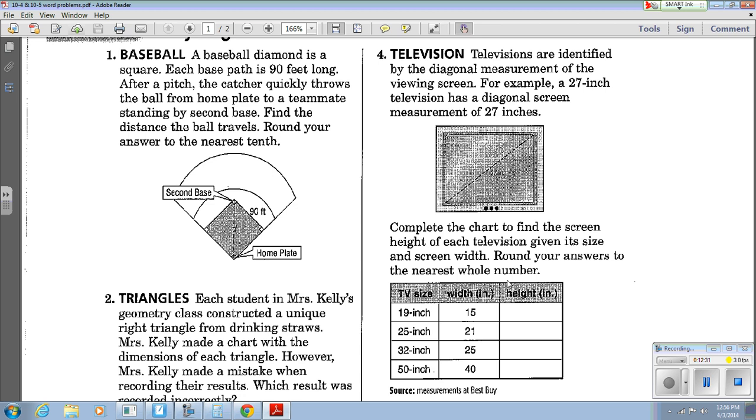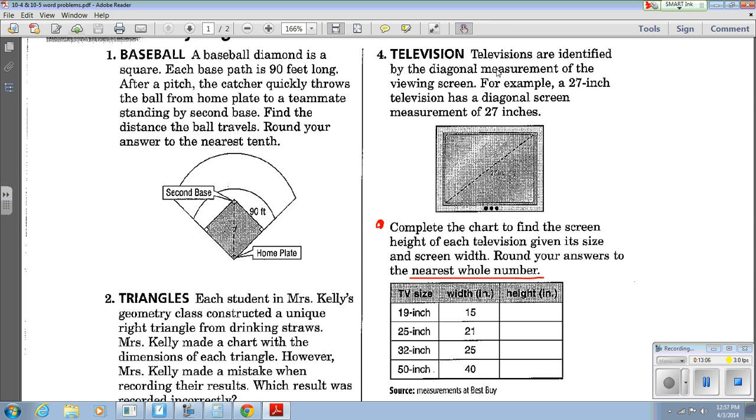So this is actually going to be a problem where you will be looking at the Pythagorean theorem and you've been given the hypotenuse. So here, let's read our problem here. Let's go down to my chart. Looks like I've got an empty chart, and I'm going to start right here. Let's take a look here to read what we're supposed to do before we go up any further. Complete the chart to find the screen height of each television given its size and screen width. Round your answers to the nearest whole number. So that means we want no decimal points. Everything's going to be a whole number like what you see here in the width column.